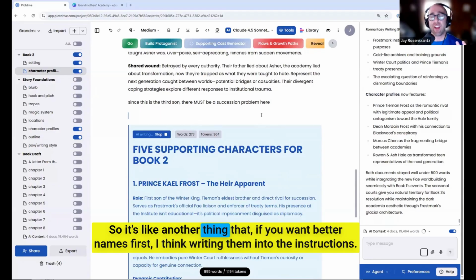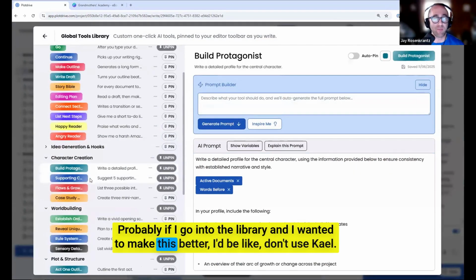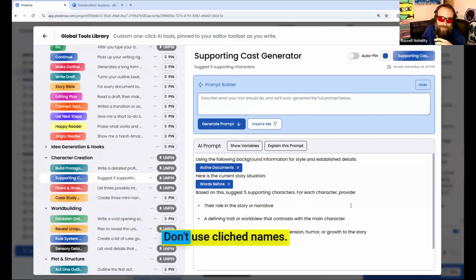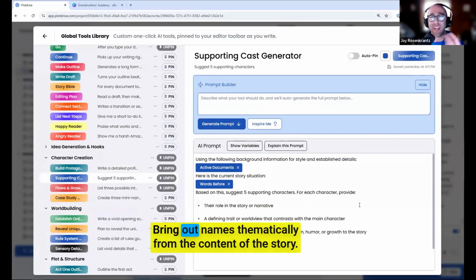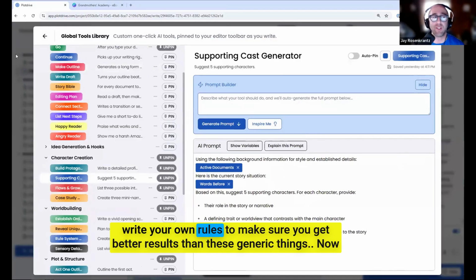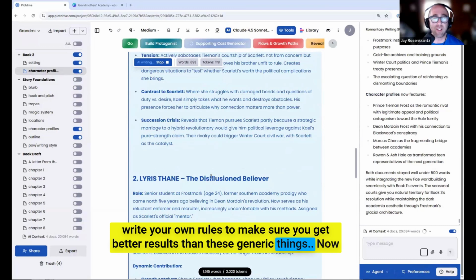So it's another thing that if you want better names, I think writing them into the instructions. Probably if I go into the library and I wanted to make this better, I'd say, for instance, Kale. Yeah, don't use cliched names. Bring out names thematically from the content of the story. You can definitely both instruct the prompt builder to build a better prompt or just write your own rules to make sure you get better results than these generic things.